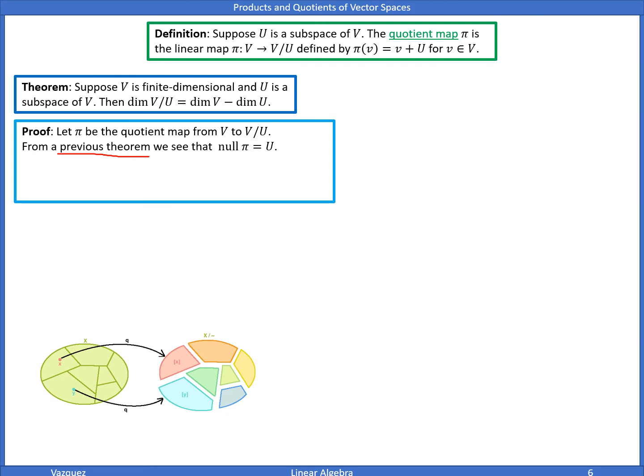Right, using that we can show that the null space of the mapping is U. So now we can use our fundamental theorem of linear maps. Clearly the range is the quotient space, given how the mapping is defined. So the fundamental theorem of linear maps tells us that the dimension of V is equal to the dimension of U plus the dimension of the quotient space, and we are done.